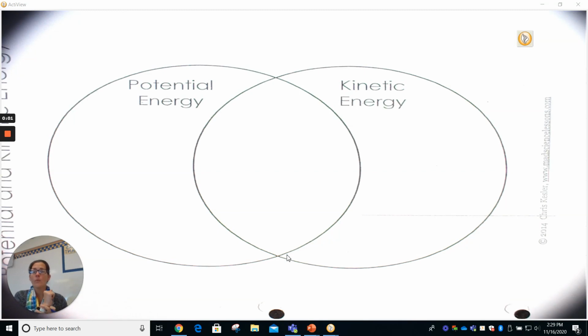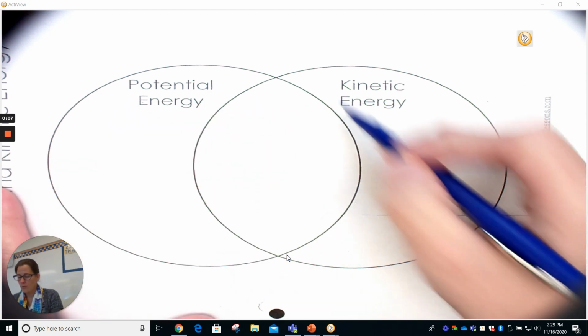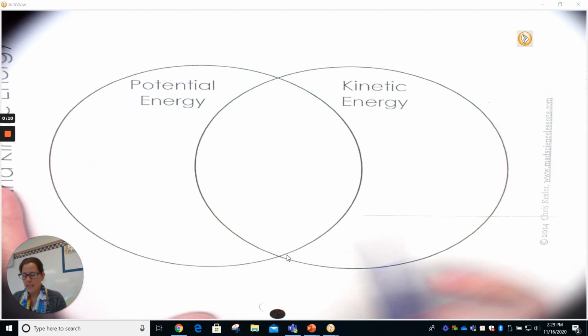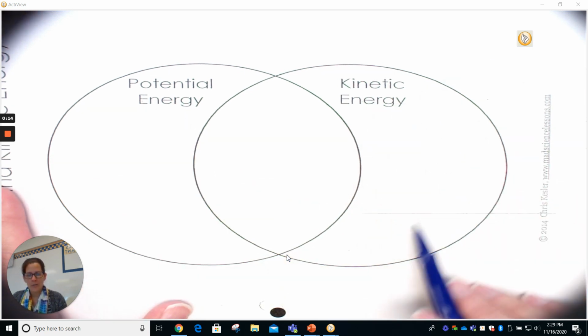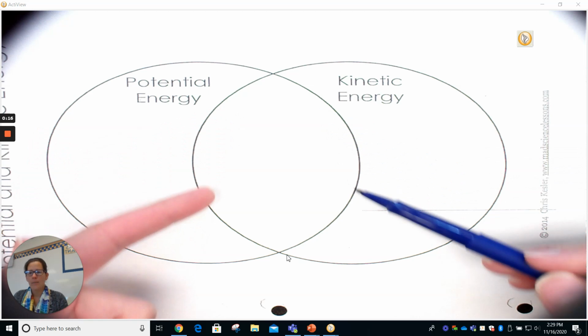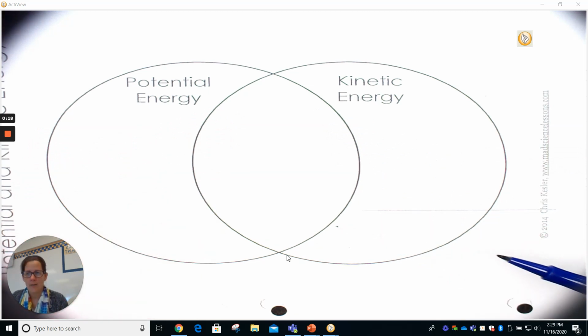Right, so here we're going to take some notes. You can take some notes with me. All you have to have is a piece of notebook paper and draw two big circles just like this right here. You can see we've got a place for potential energy, we've got a place for kinetic energy, and we've got a spot in the middle for both types of energy. So let's talk about potential energy first.